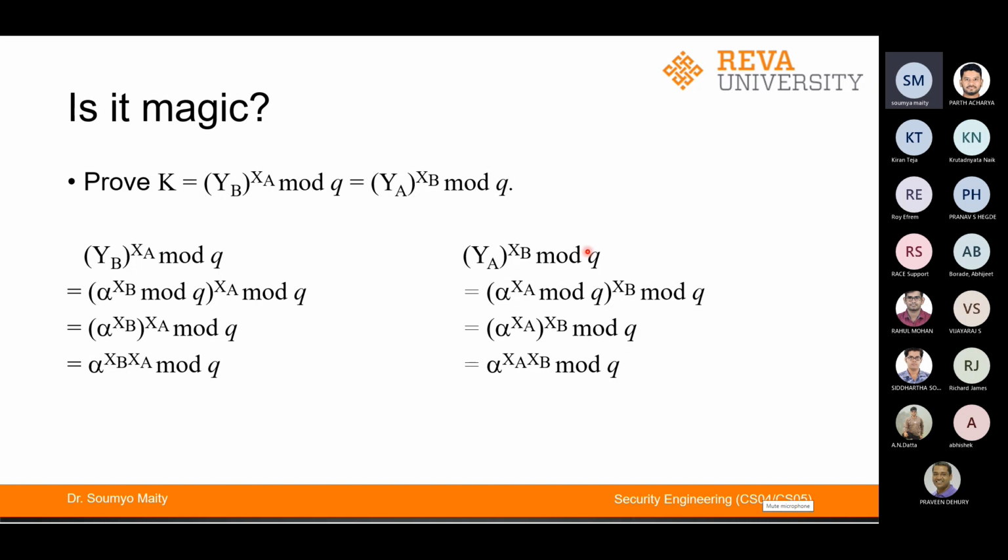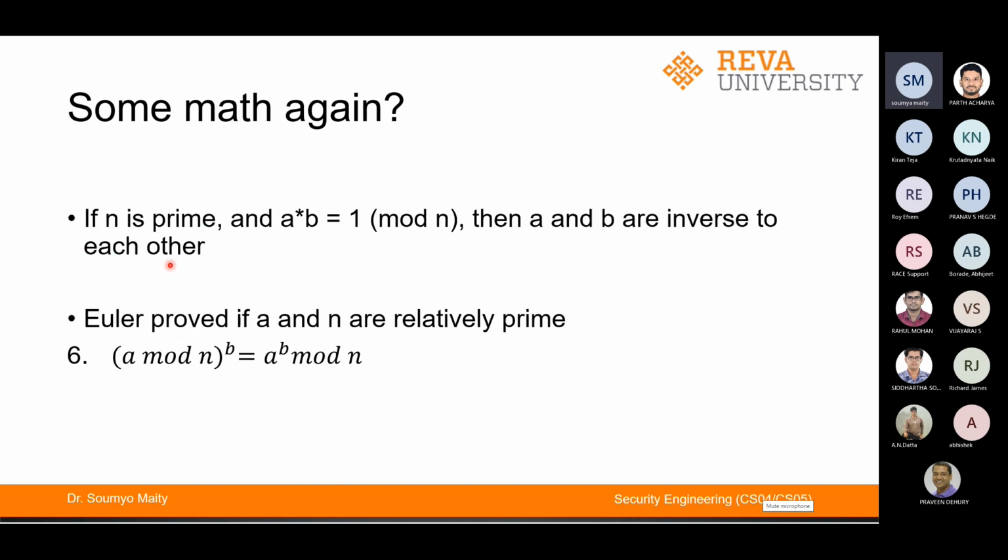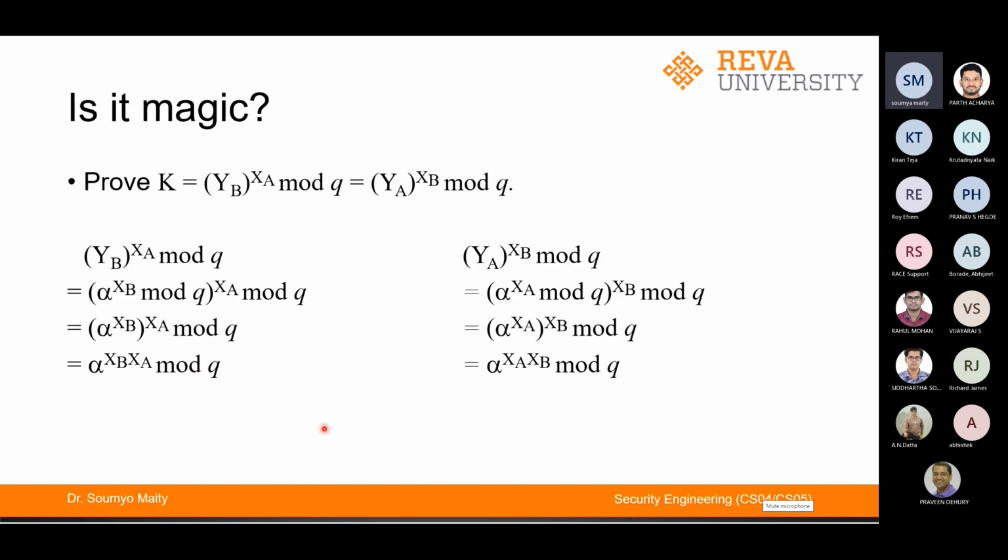So this is the proof. If you remember the properties, the sixth one, (a mod n) power b equals a power b mod n. If we apply that, we'll find that these two will be the same. Y power xa mod q equals whatever, and y power xb mod q will be the same thing. So if we apply those properties, this can be proved very easily. You can try it anytime. It will work. With these four properties of modular arithmetic, you can apply them and simply deduce all these things.